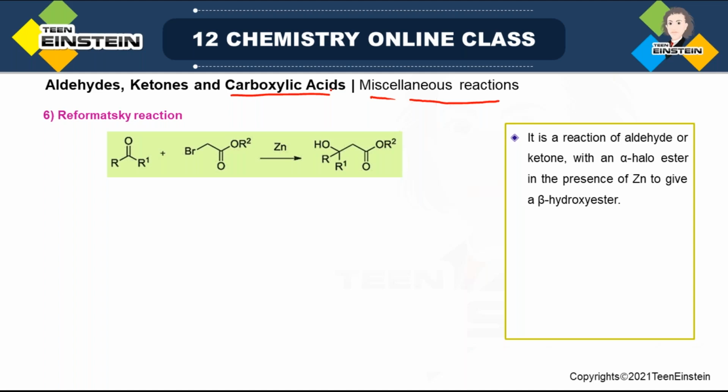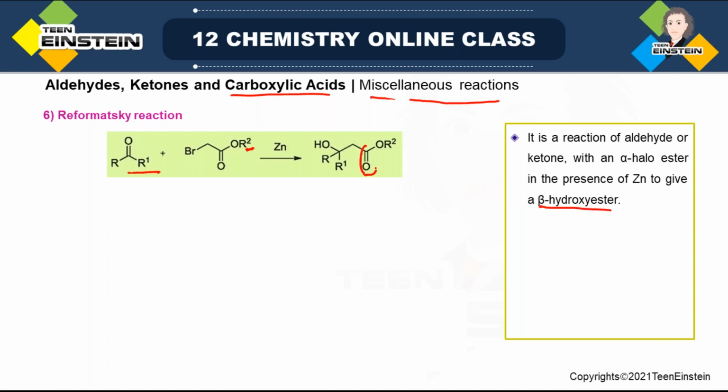So under miscellaneous reaction, Reformatsky reaction number 6. In this reaction here, again we have taken aldehyde or ketone. Obviously it will be present because we are discussing reactions given by aldehyde and ketone. So this will be one of the starting material. Another starting material in this case, as you can see, bromine substituted, and then there is CH2COOR2. So as we have taken R1, so this group is taken as R2. In presence of zinc, we are getting what type of molecule? We are getting beta hydroxy ester.